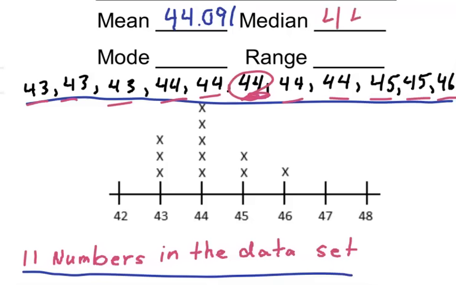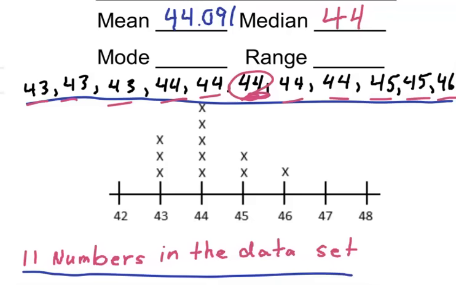That's all you have to do. If there happen to be two numbers in the middle, you just add them up and divide by 2. But we don't have to do that because there is just one number in the middle. So 44 is your median.